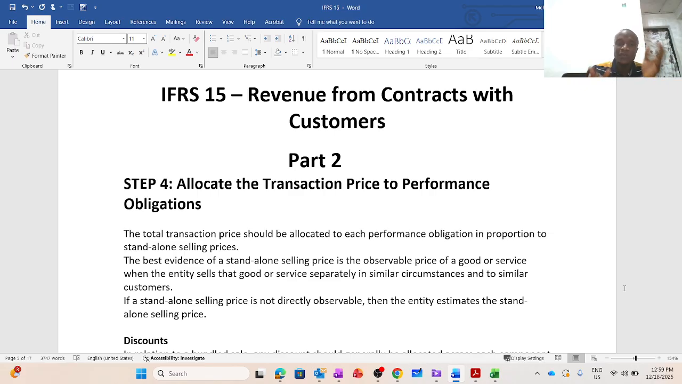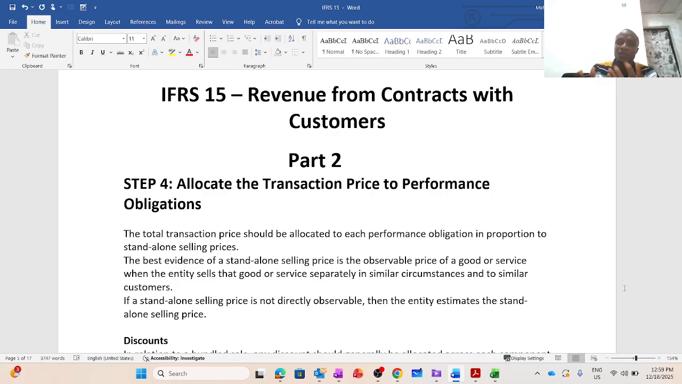It means if we can sell the computer without providing the services, the price we are going to charge for the computer is what we refer to as the standalone selling price for that particular computer. Very clear. Alternatively, if we can offer the services without selling the computer to our customer, the price we are going to charge for that particular service is the standalone selling price for that service. So it is clear that these are observable standalone selling prices.